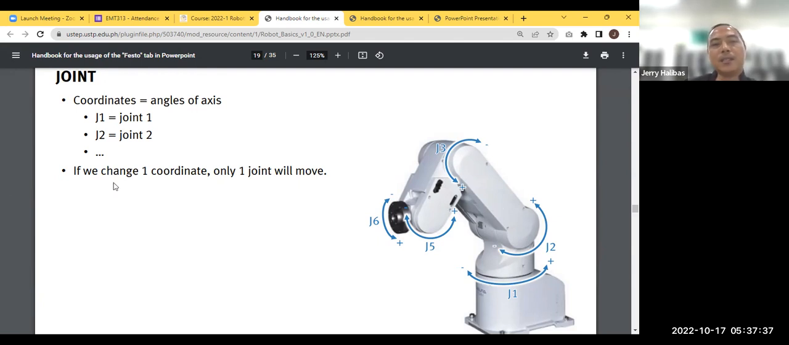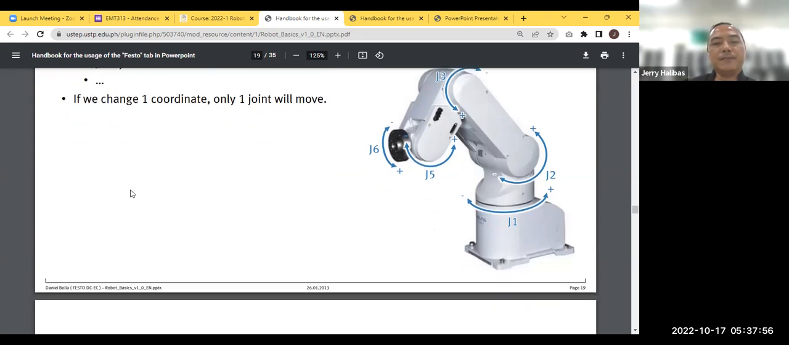So in our jog activity in the laboratory, what we will jog is only the joint axis. We cannot jog in the Cartesian XYZ axes. Okay? So particularly, I repeat, J1, J4, and J5 only. Okay?